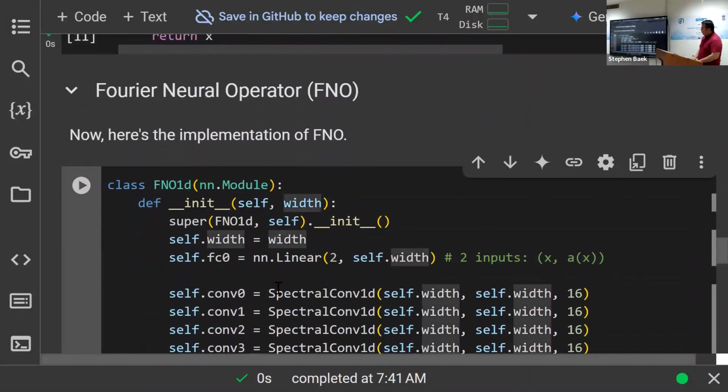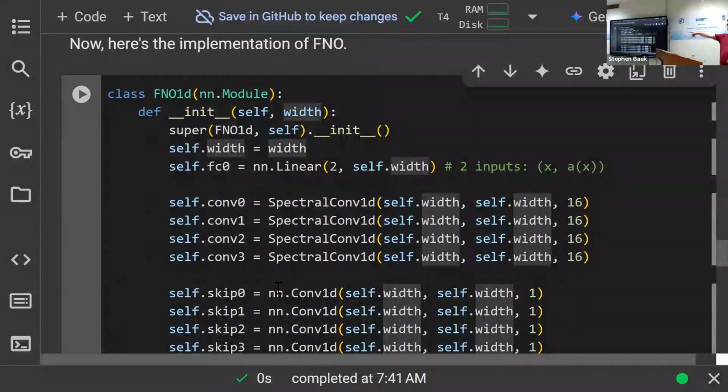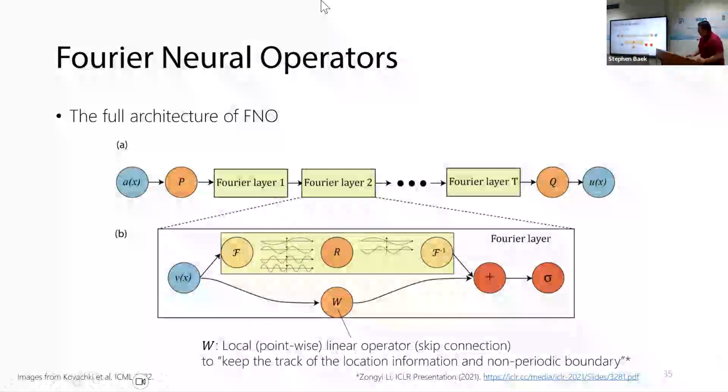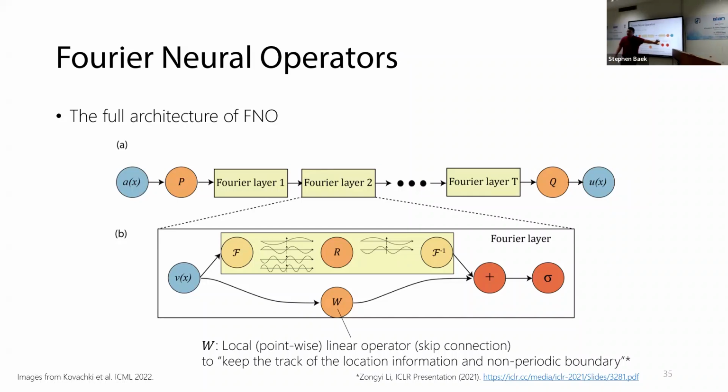Okay, so now that we have the spectral conv layer defined, the Fourier neural operator layer is simply a stack of a bunch of spectral conv layers alongside some conv 1D, which correspond to the bottom path over here. So we have the spectral conv 1D layer for this, and then we have the usual 1D convolution layer applied to the original signal, and then we add them up to produce the final output.